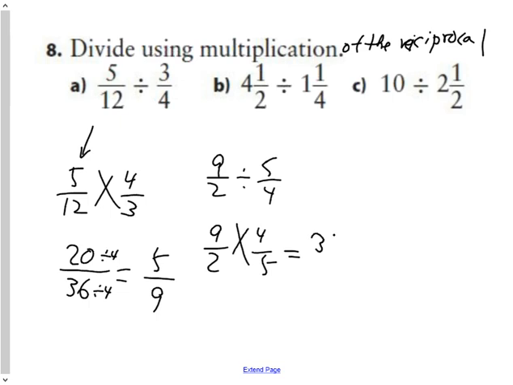Multiply your numerators, you get 36. Multiply your denominators, you get 10. Your final answer is 3 6/10 or 3 3/5.